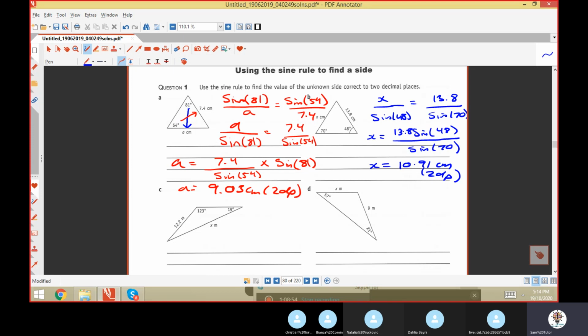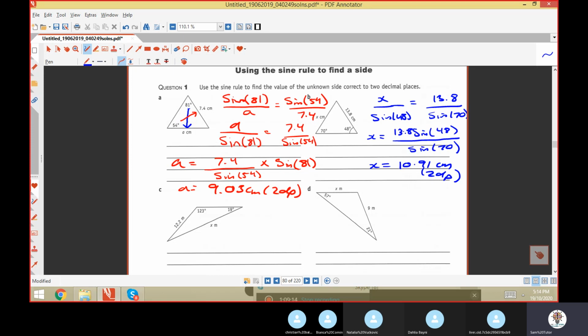The question says use sine. So the sine rule is that formula there, the one in the big blue box. Sine capital A over little a is equal to sine capital B over little b is equal to sine capital C over little c. It's not hard to remember. Capitals A, B, and C represent angles, and the little a, b, and c represent sides.